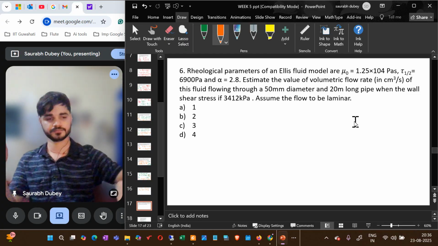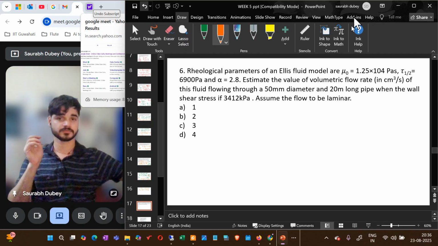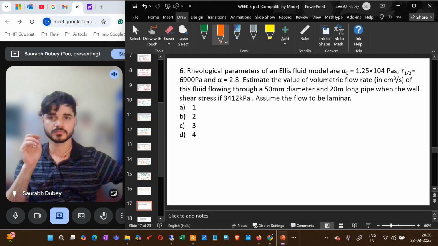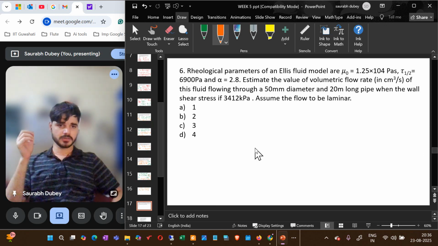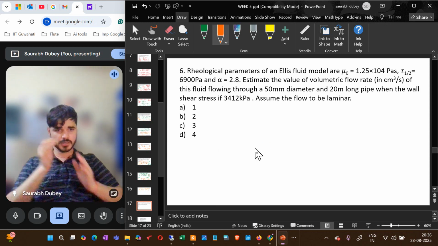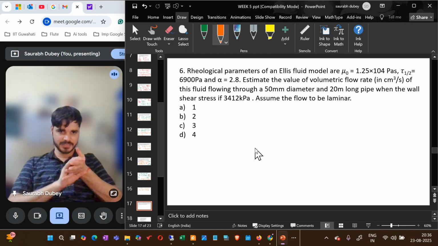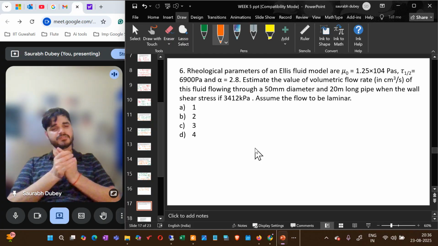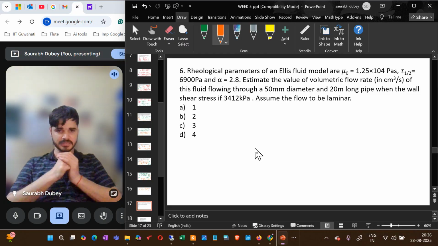Okay, so the rheological parameters of an Ellis model. The Ellis fluid model, we have just now seen the expressions for that, and for Bingham plastics also we have seen the derivations to some extent. And meanwhile, with the questions, we will be discussing the same.